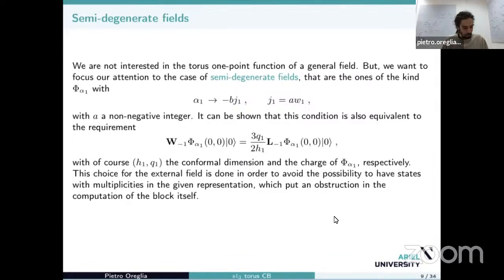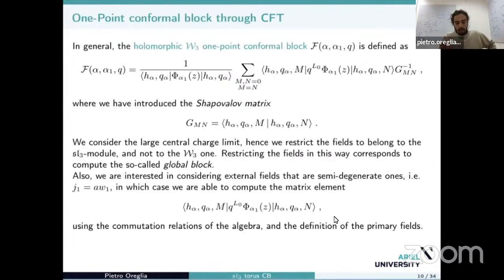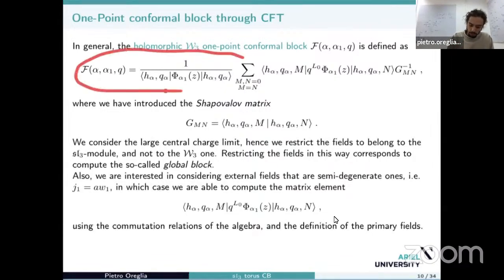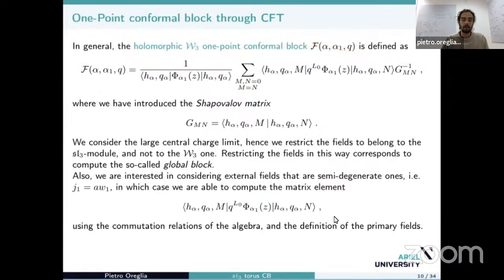I'm going to show immediately now how the computation of the block can be done, starting from the simple case by the definition in conformal field theories. So this is the definition, again, of the conformal block, where G is the so-called Shapovalov matrix, this matrix over here. Again, M and N are the level of the descendant we are considering, and we have to sum over all these levels.